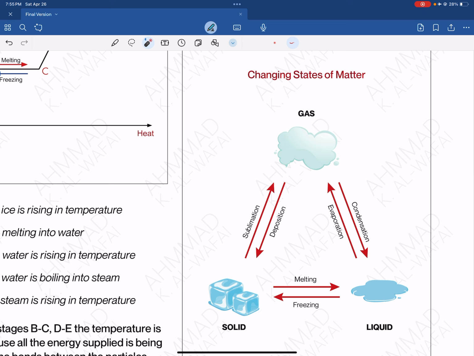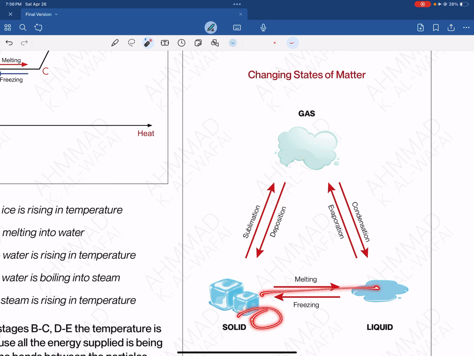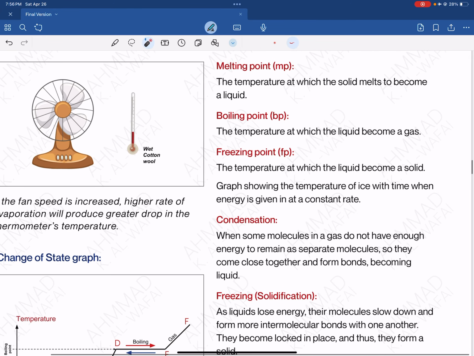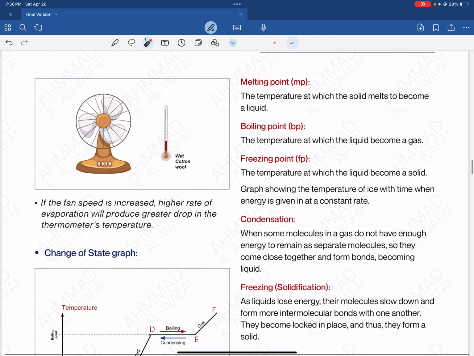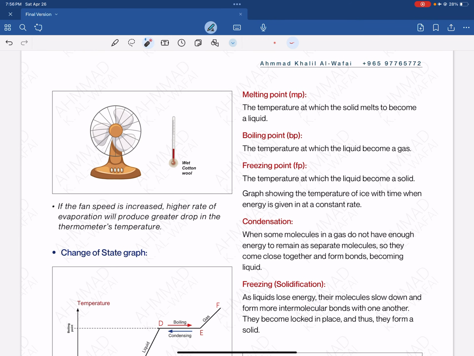If you want to go straight from solid to gas, this is a process called sublimation. You're not really going to be asked about this, it's more in chemistry, but you could be asked about the idea of gas turning into a solid. This is deposition. And then from solid to liquid, that is melting, liquid to solid, that is freezing. If you're going to go from liquid to gas, that is evaporation. And then if you want to come back from gas to liquid, that is condensation. You need to know the common definitions for melting point, freezing point, and so on. So study these well.